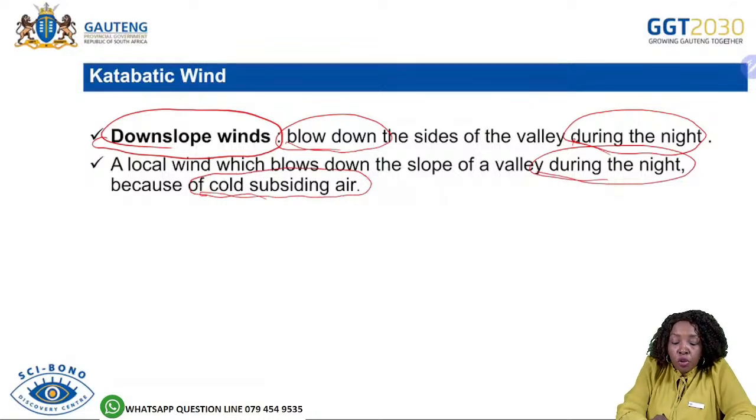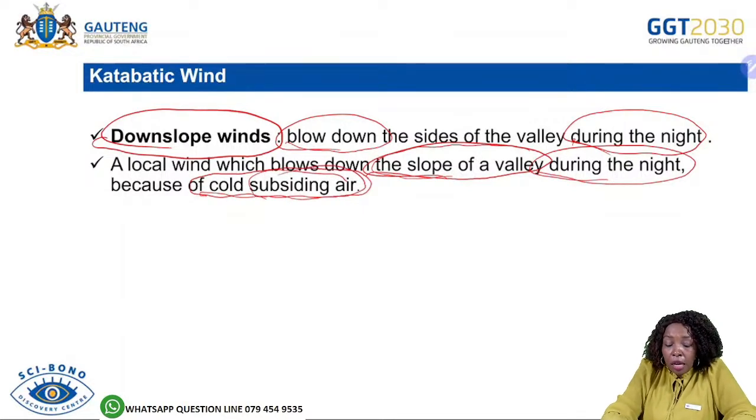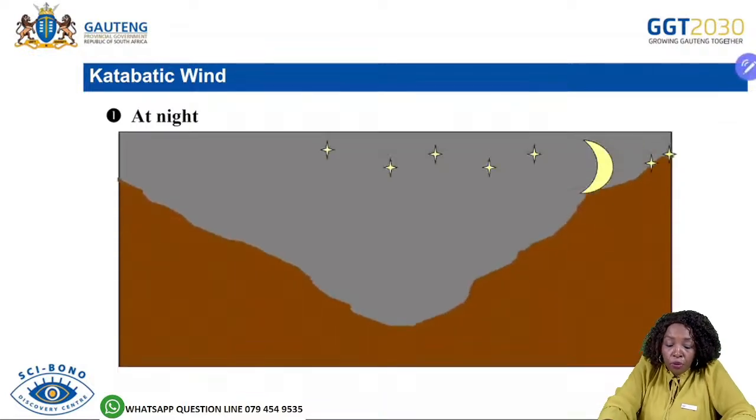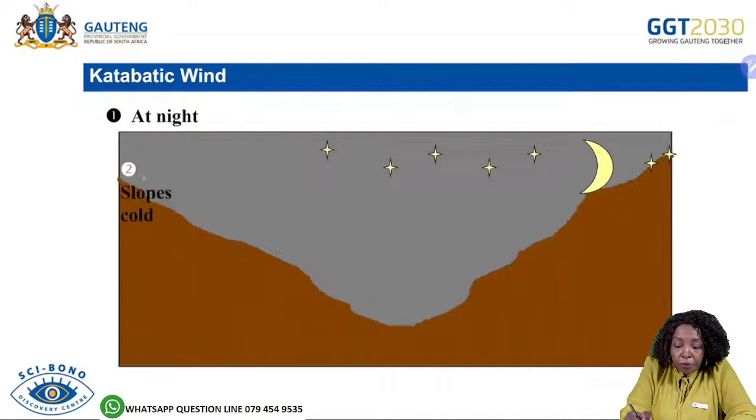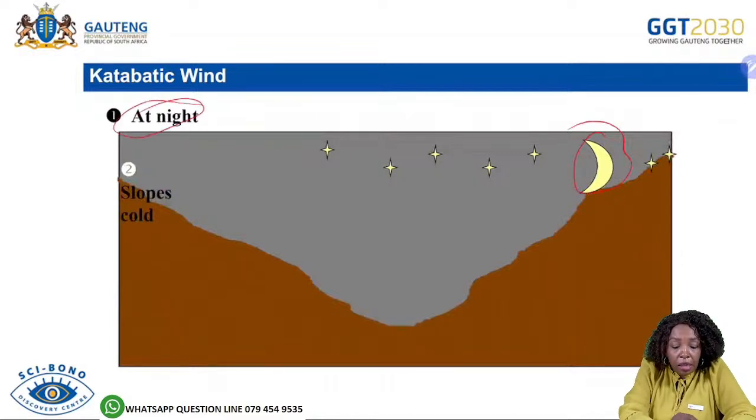So it means the slopes of the valley get cooler, and now that the cold air is denser, it cannot go up, but it would subside. So the cold air would sink down the slopes of the valley, and we refer to that as the katabatic wind. So the illustration of what I've just mentioned is that during the night, and take note of the animation there representing the night.